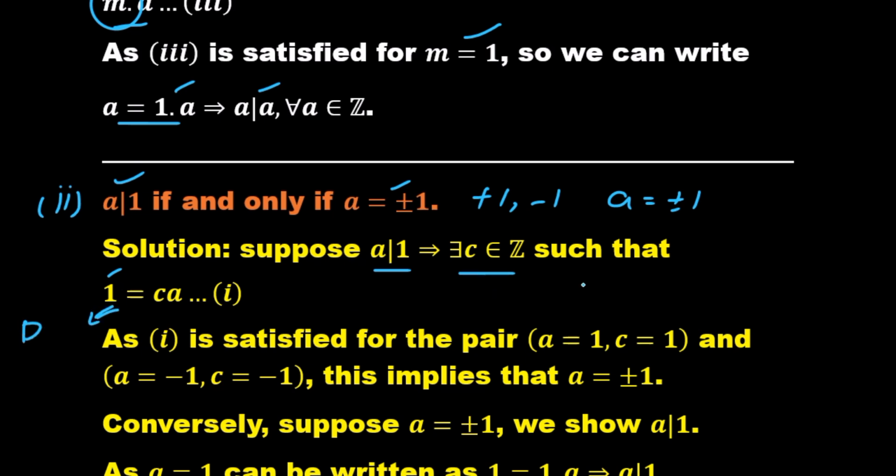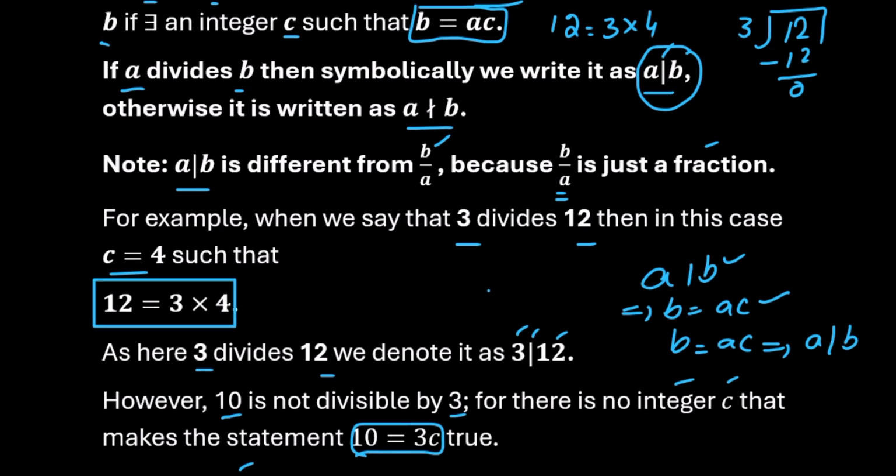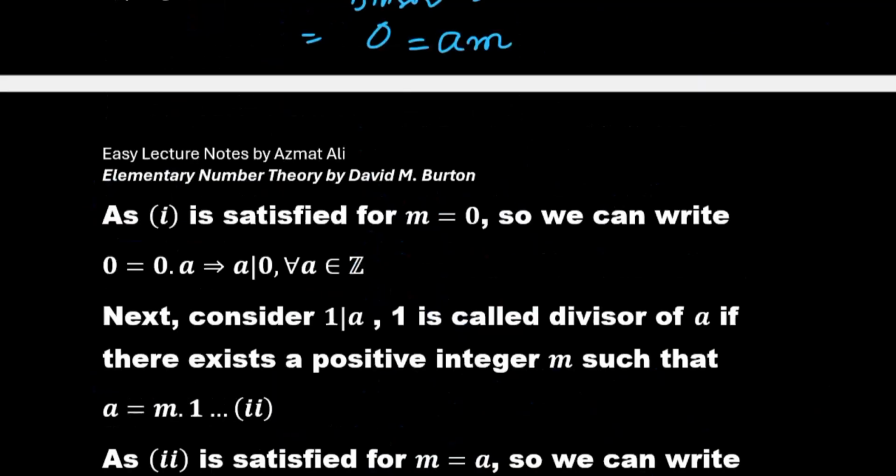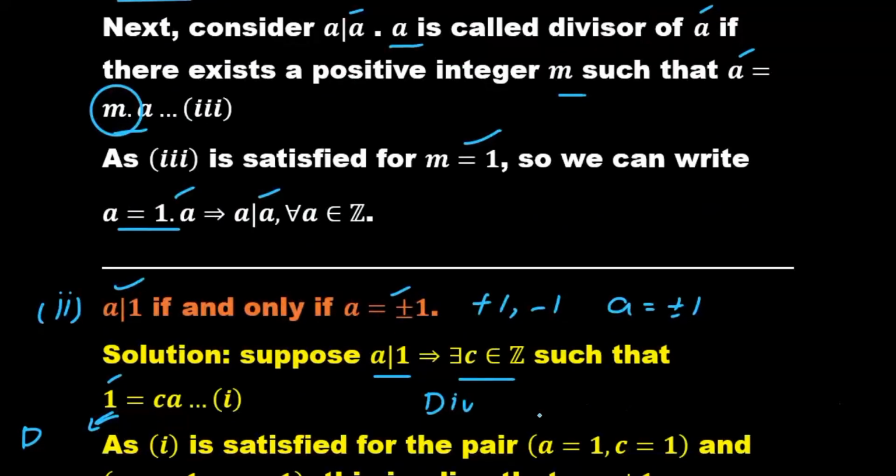You have to remember the division algorithm. Division algorithm says dividend is equal to divisor into some quotient q plus remainder. Remainder is here 0. So this is my definition of divisibility here.